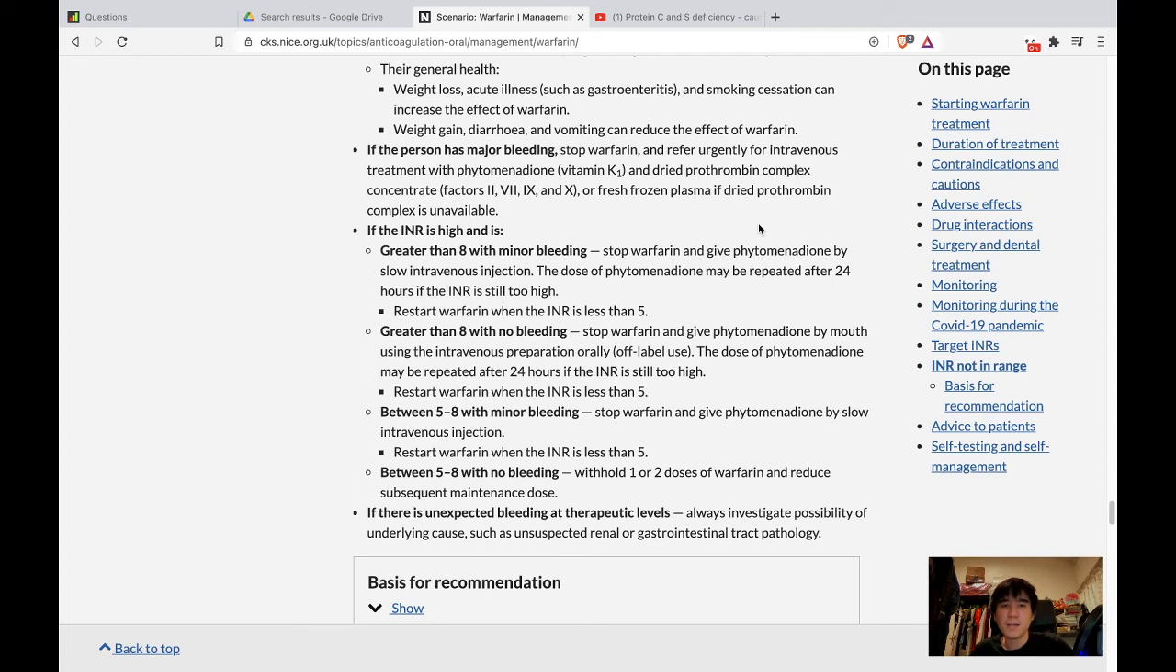If the INR is high and is greater than 8 with minor bleeding, stop warfarin and give phytomenadione by slow intravenous injection. The dose of phytomenadione may be repeated after 24 hours if the INR is still too high. Restart warfarin when the INR is less than 5. Greater than 8 with no bleeding, stop warfarin and give phytomenadione by mouth using the intravenous preparation orally, off-label use. The dose of phytomenadione may be repeated after 24 hours if INR is still too high. Restart warfarin when the INR is less than 5.